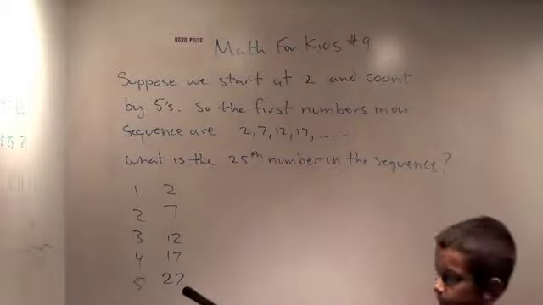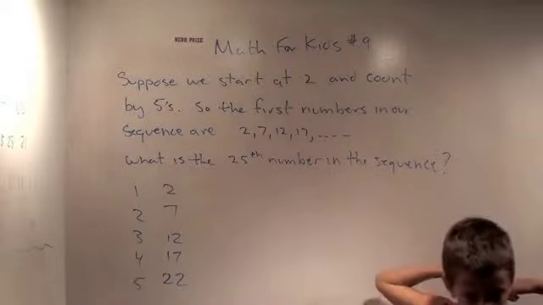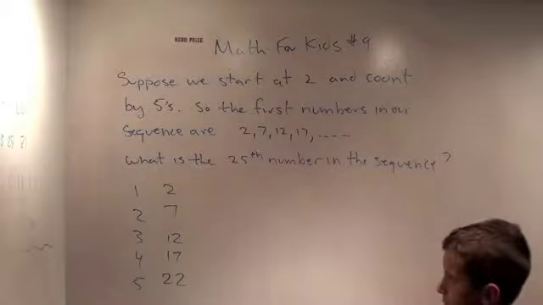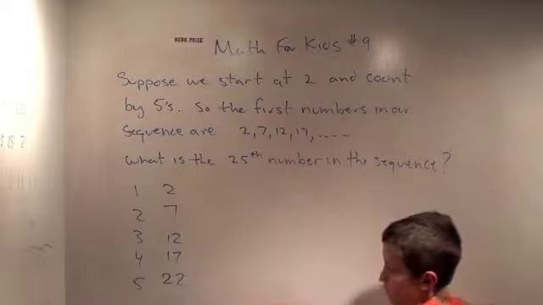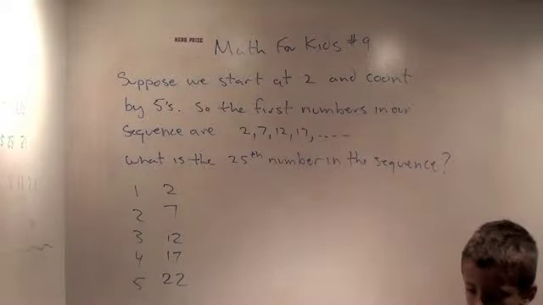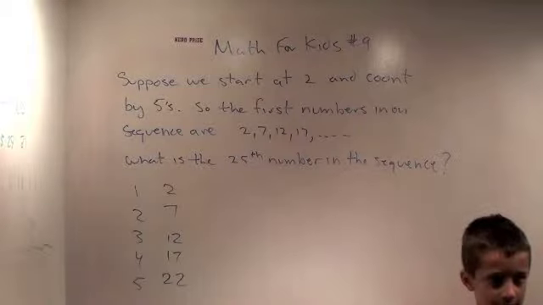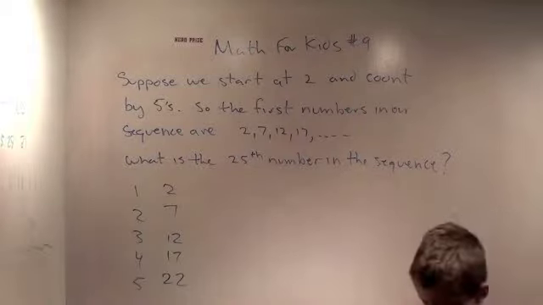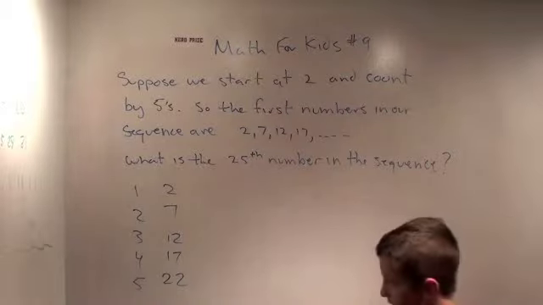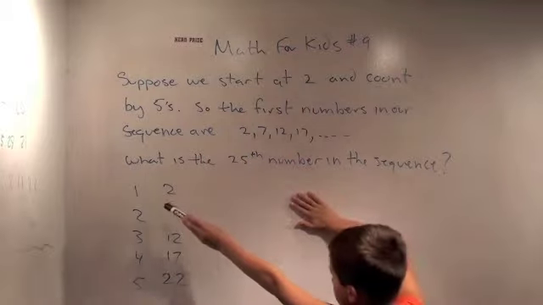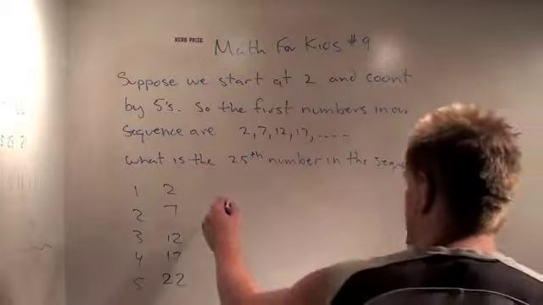How many 5s do I have to add to 2 to get to 22? You have to add 4. Which 4 5s did I add? That one, that one, that one, and that one. How many 5s did I have to add to get to 7 from 2? Just 1. I see something now. What do you see? The number of 5s you add is always 1 less than its term number.